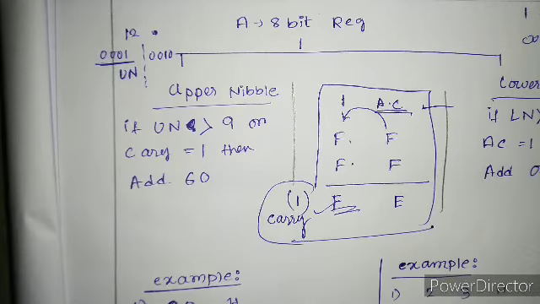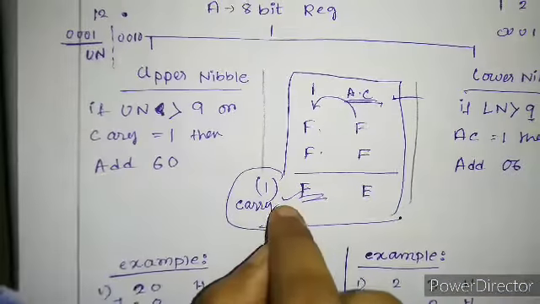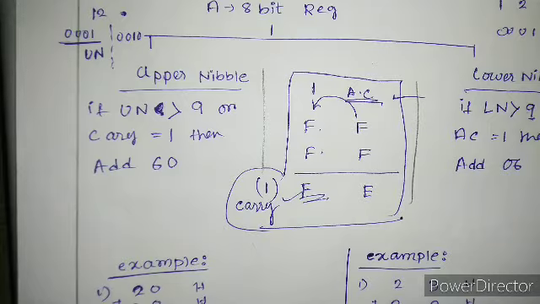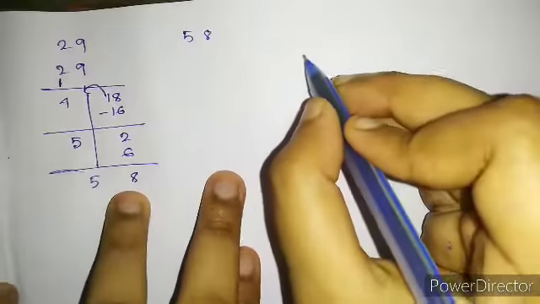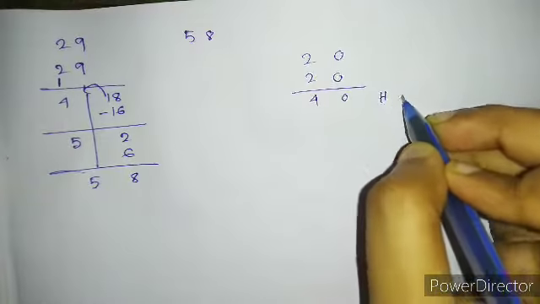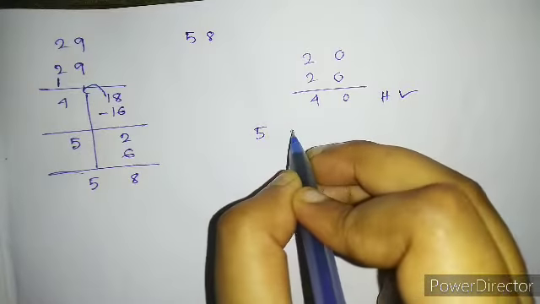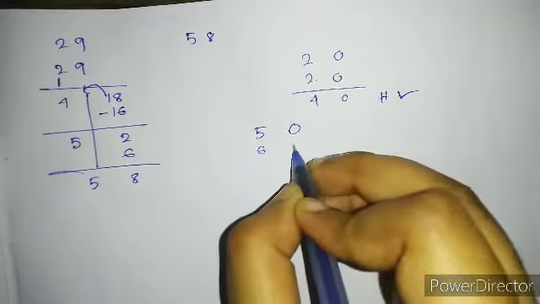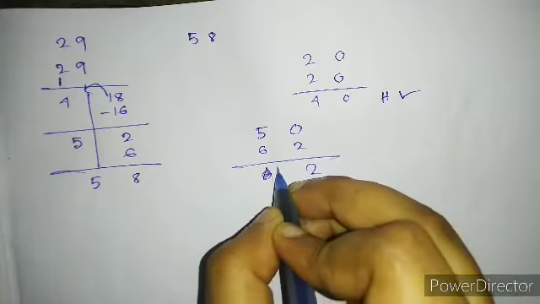But in the upper nibble case, if the upper nibble is greater than 9 or any carry is being produced, here it was auxiliary carry, here it is carry, then we have to add 60. Let's take some examples. Suppose 20 plus 20, it's 40. No problem. But maybe now 50 plus 60, say. So it's 2, 5 and 6 is 11, sorry, it's B.